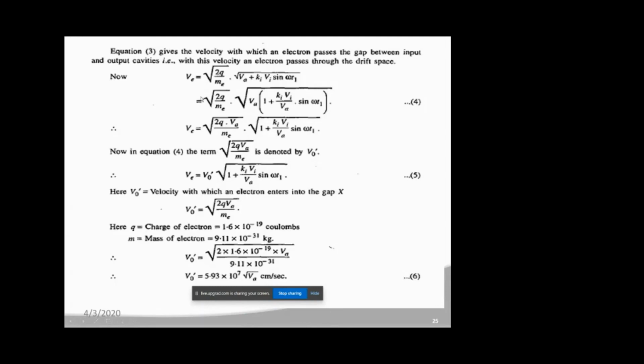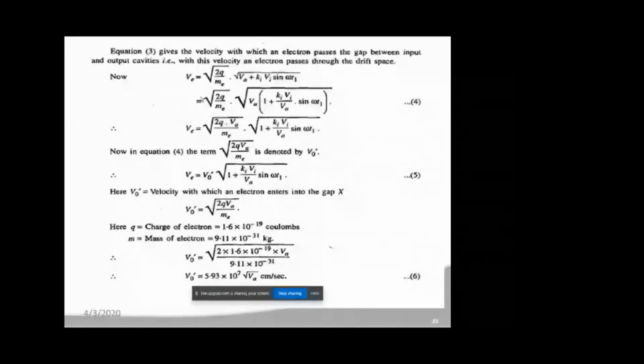Now in equation 4, the term 2q Va by Me, we are denoting by V0 dash. Here we are considering V0 dash as nothing but the square root of 2q Va by Me. Just refer to the condition when the electron is coming from the electron gun and trying to enter into gap X.